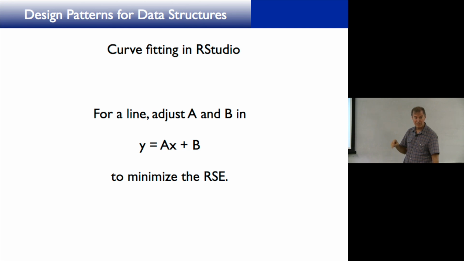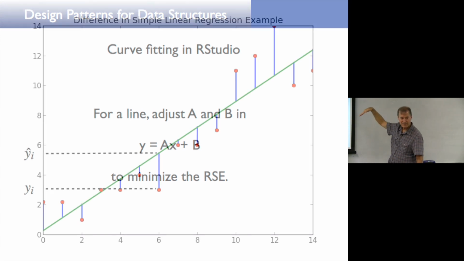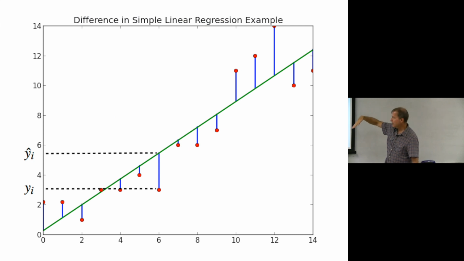Are you with me? Does everybody see? There's a mathematical way to do that. So it does that. In fact, the A and the B are adjusted to make the RSE as small as possible. It literally minimizes the RSE. So that's why the line looks like it's going right through the middle of all the data points. Do you see? Because if it was shifted up, there would be an A and a B that would make the RSE smaller.